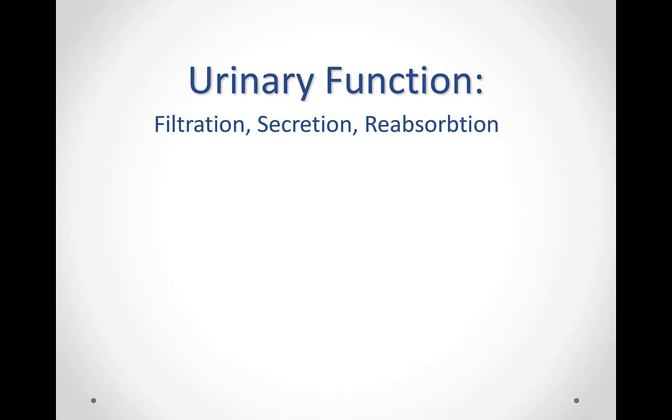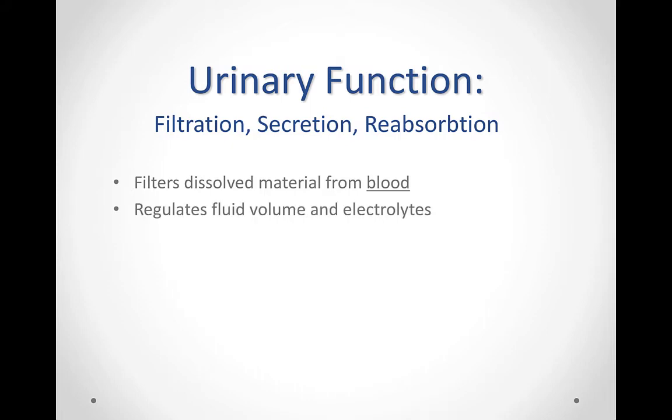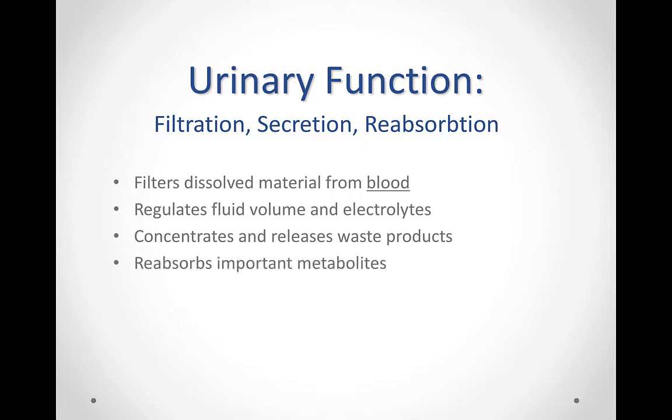The urinary system is responsible for filtering material out of the blood through capillaries called glomeruli, and helps regulate fluid volume and electrolytes. You may remember this from the endocrine system while learning about ADH, calcitonin, or parathyroid hormone. It concentrates and releases waste through the urine, and this system also reabsorbs important products back into the blood.